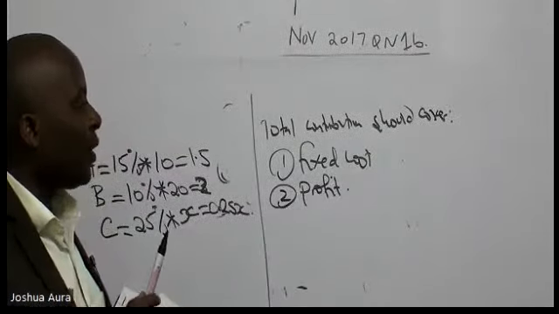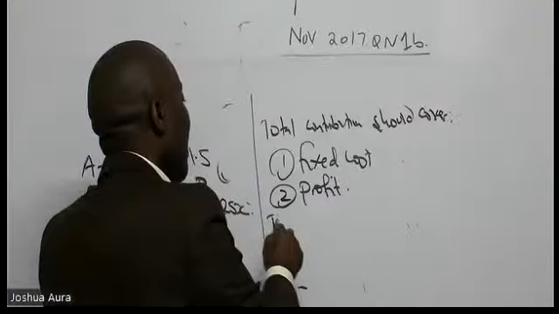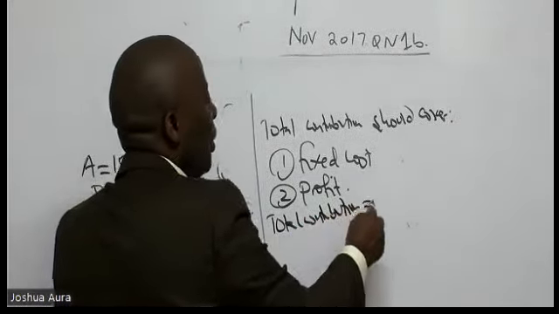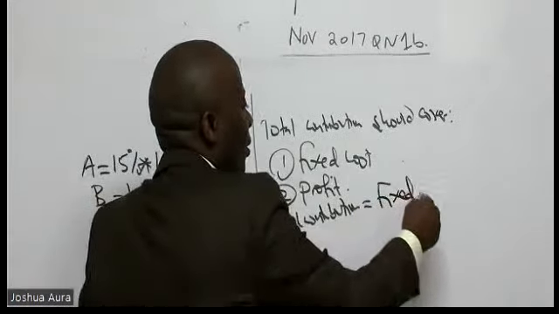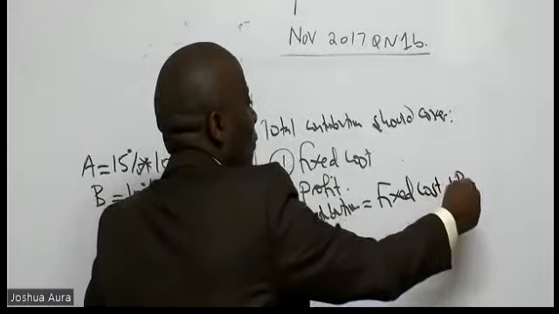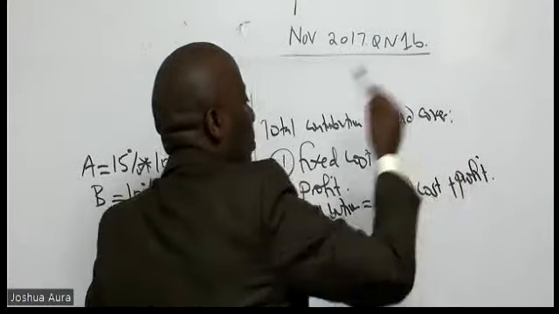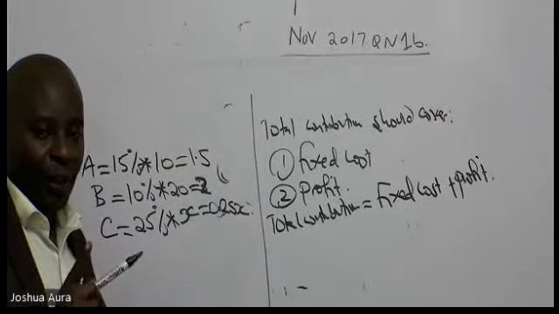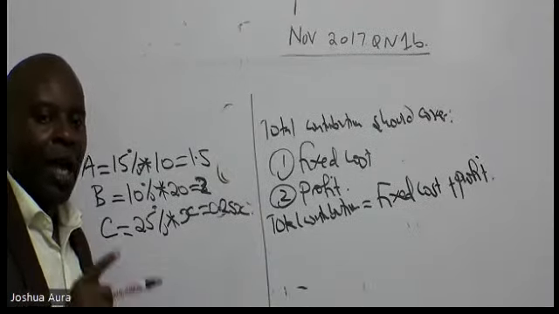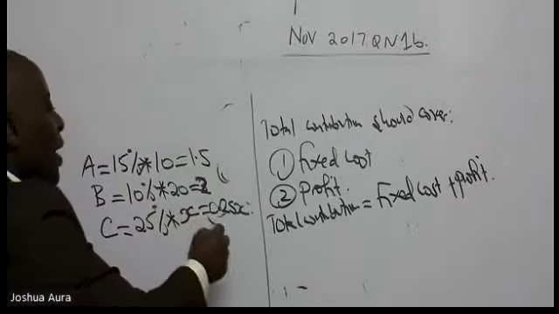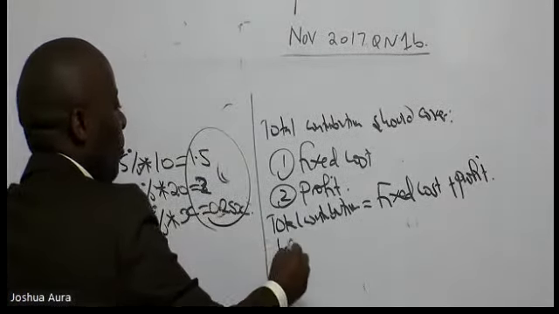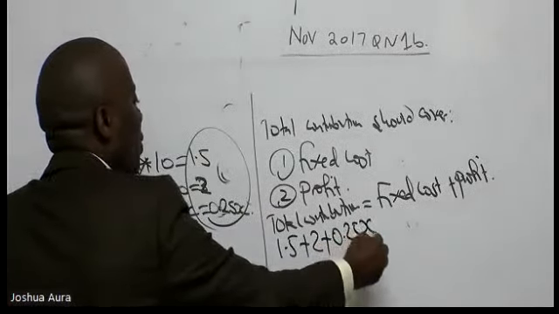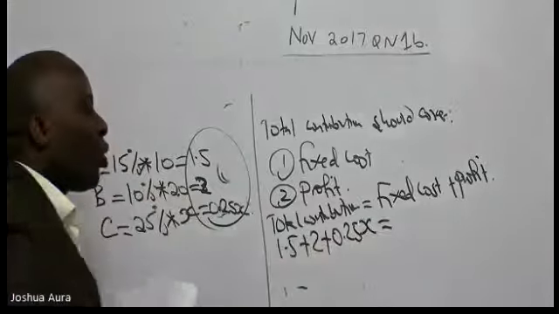So you're saying something very important, that basically my total contribution should be equal to fixed cost plus profit. Very important for us to appreciate this. And the total contribution that I have here is given here. It is 1.5 plus 2 plus 0.25x, which should be equal to the fixed cost of the farm.